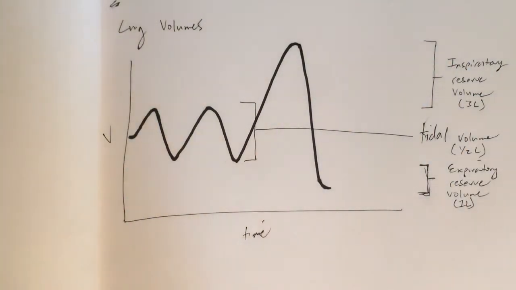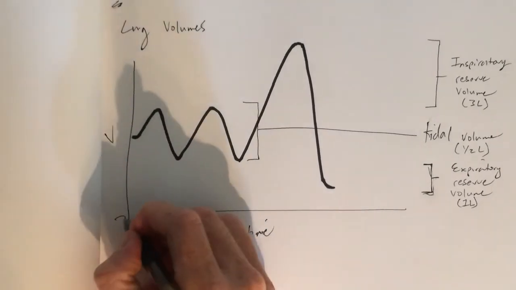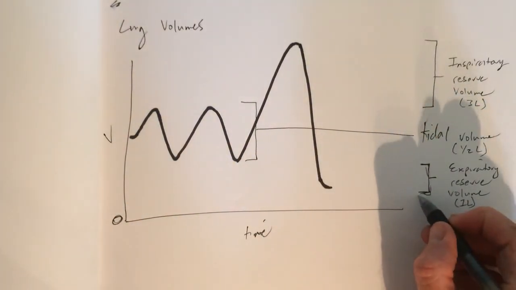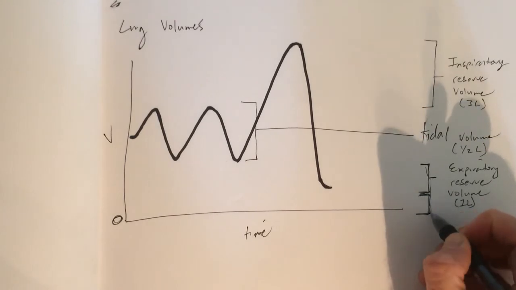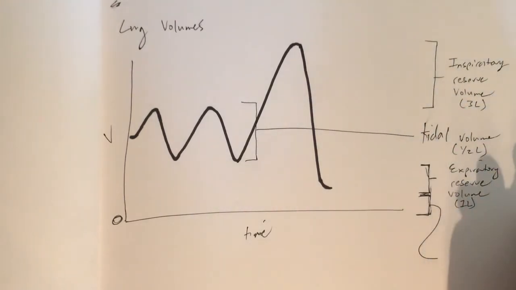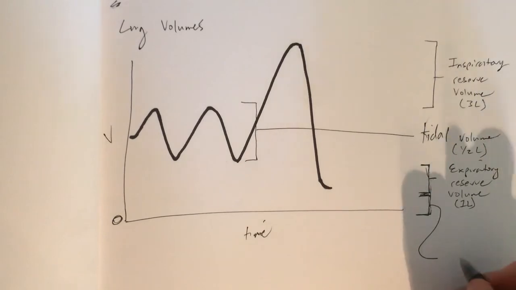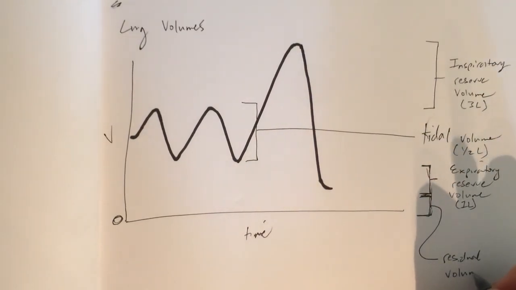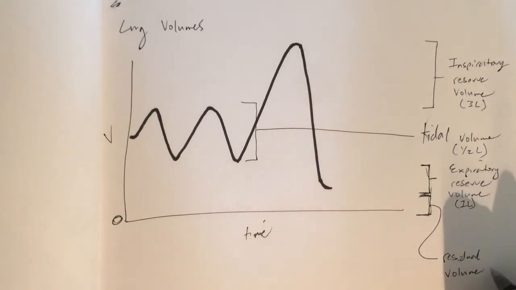But you probably will notice that even if you try to exhale all the air that you can out of your lungs, you're not going to completely empty your lungs. That would be a bad thing. Your lungs would collapse. We need some air still in there. So if this bottom line is 0, the air that remains in your lungs, even after you exhale as much as you can, that's called the residual volume. And it's about 1 liter to 1.5 liters.